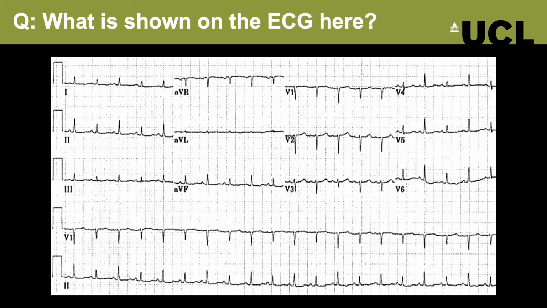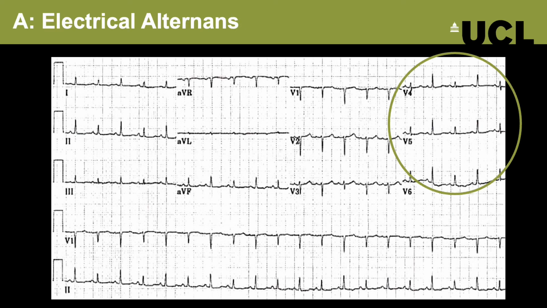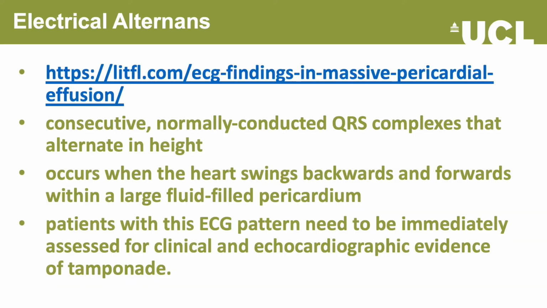And so this phenomenon that you're looking for on this ECG is known as electrical alternans. Again, a good source of reference to look at electrical alternans is lifeinthefastlane.com. You can basically see consecutive normally conducted QRS complexes that alternate in height. And electrical alternans occurs when the heart swings backwards and forwards within a large fluid-filled pericardium. Patients with this ECG pattern need to be immediately assessed for clinical and echocardiographic evidence of cardiac tamponade.